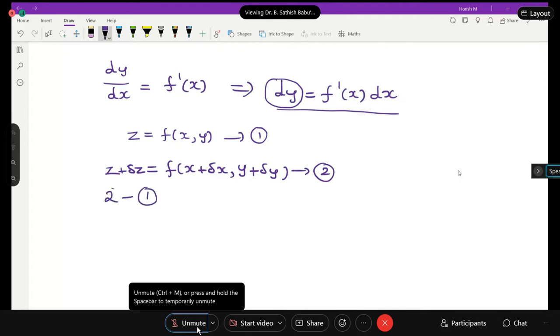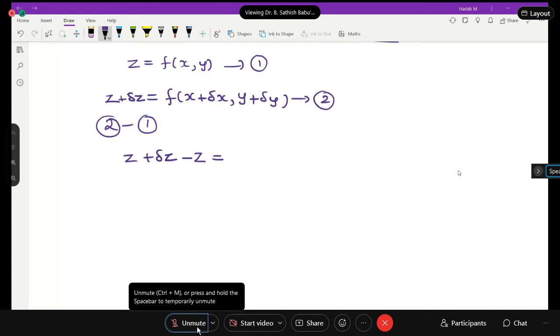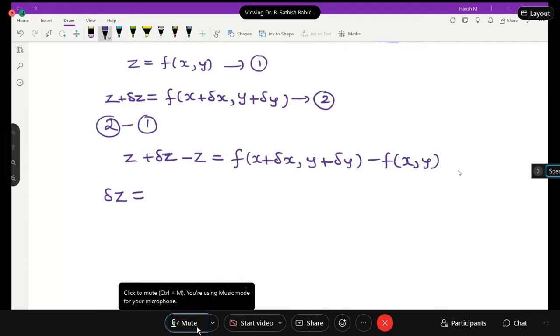I will take the subtraction of equation number 1 from 2. Equation number 2 minus 1 will be considered. What happens? I will get z plus delta z from equation number 2 and minus z from equation number 1. The right hand side quantity will become f of x plus delta x comma y plus delta y minus f of x comma y. Can we simplify the left hand side part? Will it become delta z or 0? Delta z, sir.